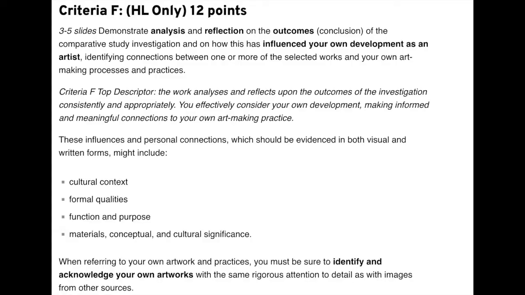And criteria F analyzes to what extent their work has been influenced by the art that you examined. And now the moment you've been waiting for, criteria F. Now this is only for higher level candidates, but there's 12 points here, 12 points. I see this so often that so many students do really well on the beginning part, and then they come to criteria F and they kind of throw it together. And what they don't realize, it's 12 points.